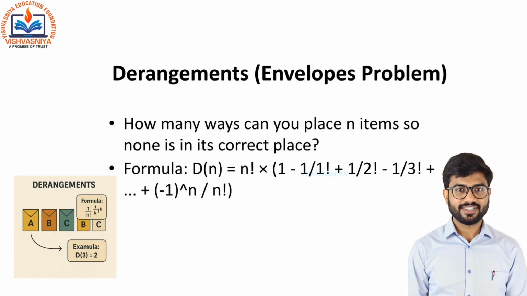Envelopes problem. Derangement. How many ways can you place 3 different letters in 3 different envelopes such that no letter goes into its correct envelope? The formula is as follows. Dn equals n factorial into 1 minus 1 upon 1 factorial plus 1 upon 2 factorial minus 1 upon 3 factorial plus ... plus minus 1 raised to the power n upon n factorial.